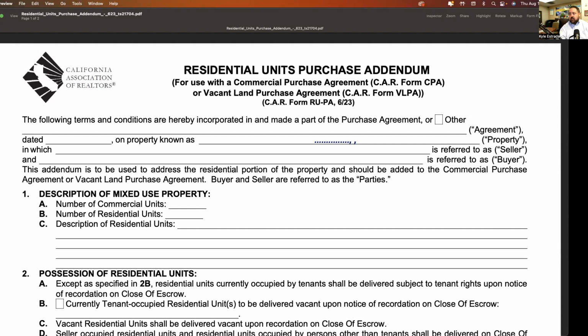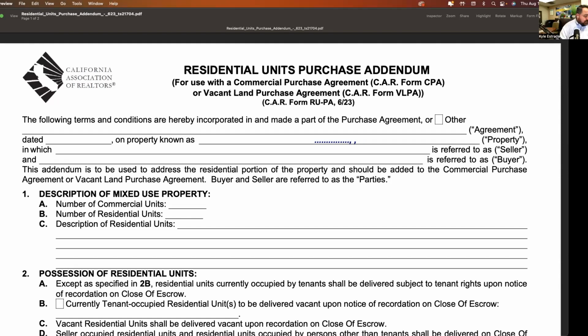Okay, so let's see. Darwin, go ahead. Unmute. So from now on, boss, we have to include this addendum in every offer that we submit, residential, commercial, that is mixed from now on. Mixed use, yes. Okay. Anything that's mixed use, yes. Okay.